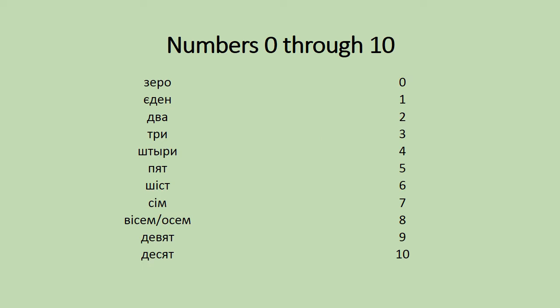Numbers 0 through 10. 0. 0 means 0. Jeden. Jeden means 1. 2. 2 means 2. 3. 3 means 3. 4. 4 means 4.